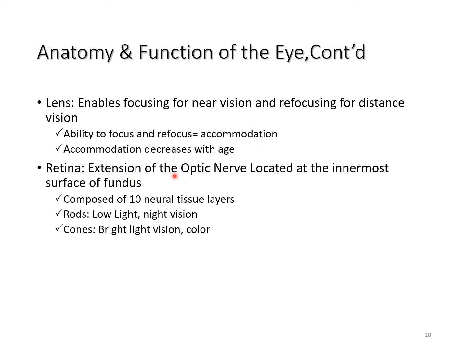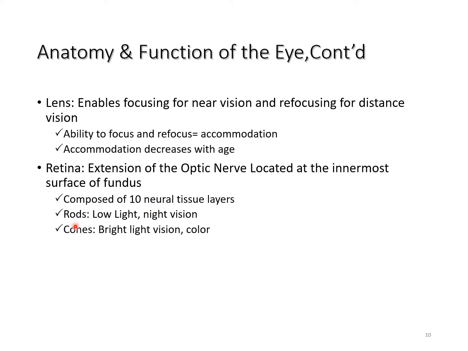And then the retina is an extension of the optic nerve located at the innermost surface of the fundus. Let's see. So your fundus has a whole bunch of different structures in it. Let me just see what I had. Okay, so for the fundus, when they describe it, they are saying it includes things like the retina, the optic disc, the macula, and the posterior lobe. All right, so I'm going to discuss the fundus again later. And then just telling you about all the different things that are in there.